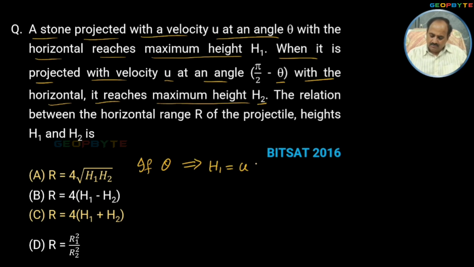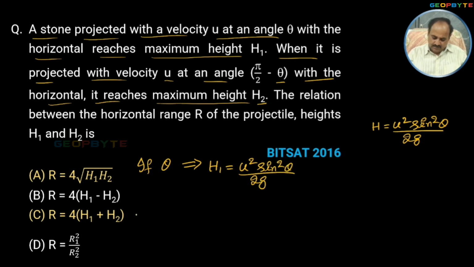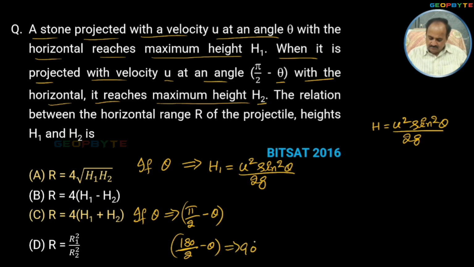If the angle of projection is theta, maximum height h1 equals u square sin square theta by 2g. If the angle is pi by 2 minus theta, that is nothing but 180 by 2 minus theta, which is equal to 90 minus theta.